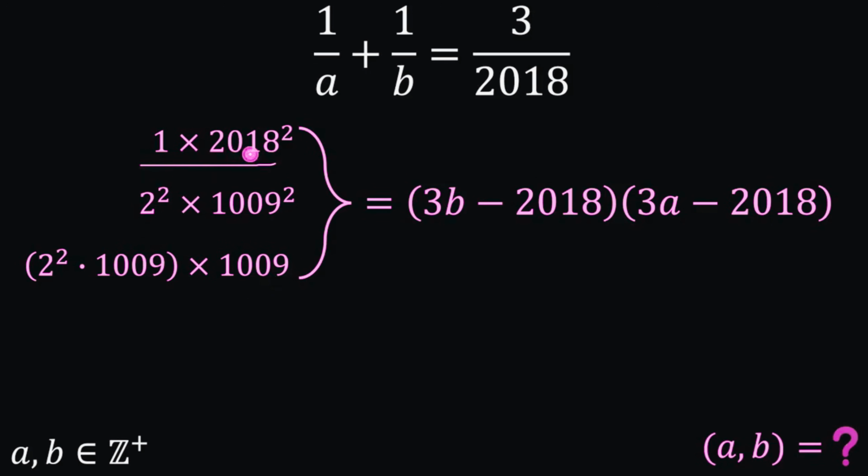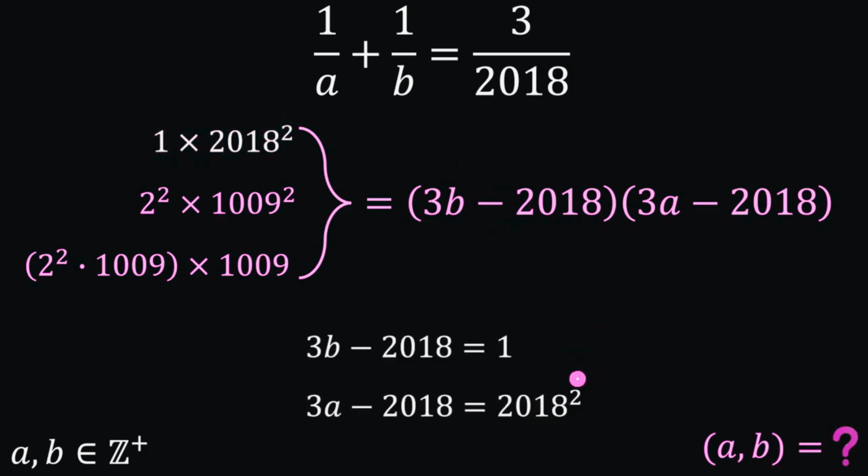Now, let's start with the first pair. So, 3b minus 2018 equals 1, and 3a minus 2018 equals 2018 squared. And from here, we can now solve for the values of a and b. First, let's add 2018 on both sides. And this is just 2019. And 2019 is divisible by 3. If we do that, we get 673. So we found the value of b.